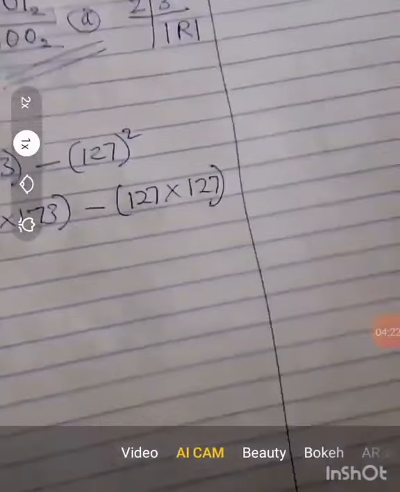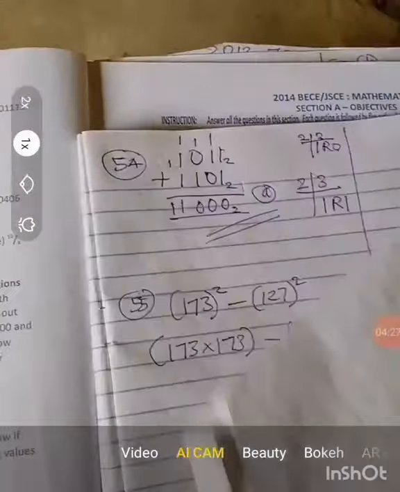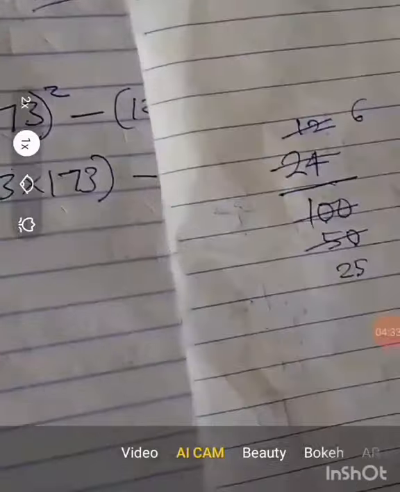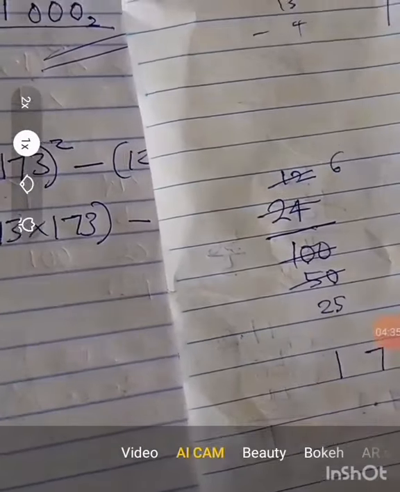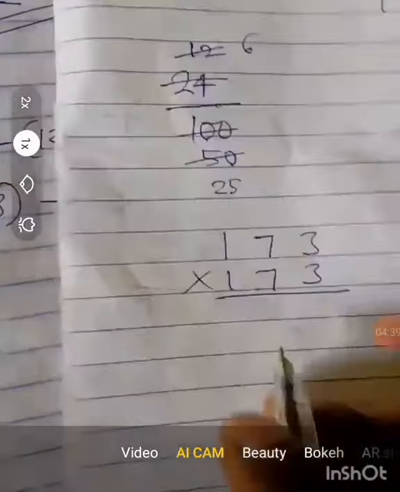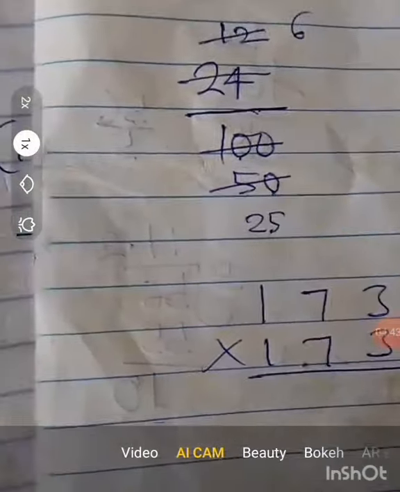Our rough will really help us in this case. I think we need to get a better rough. This one is almost filled up, but let's see if we can manage some other space. There's still some space here to use. So let's deal with the first one, 173 times 173. When you're doing this, be very, very careful. Be sure that you master your timetable.